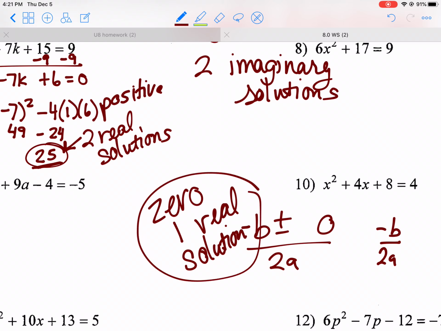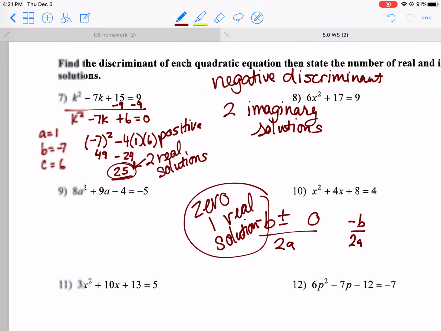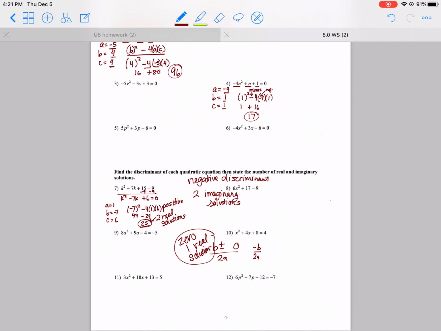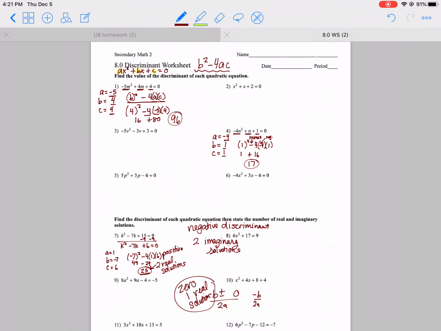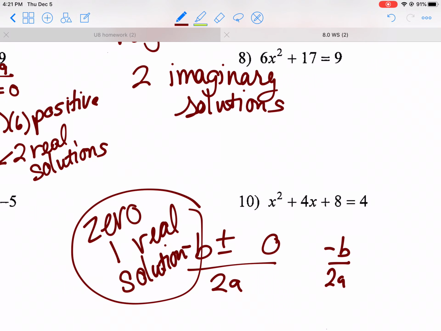Okay, this should be enough to help you finish off this assignment and have success with it. Please let me know if you have any questions, and once you do complete it, if you want to see the answer key, let me know so that you can check your work. Okay?